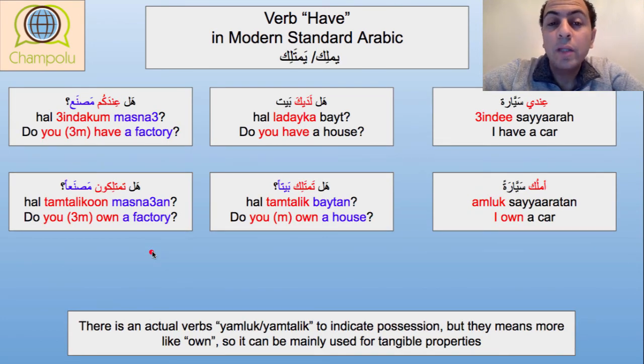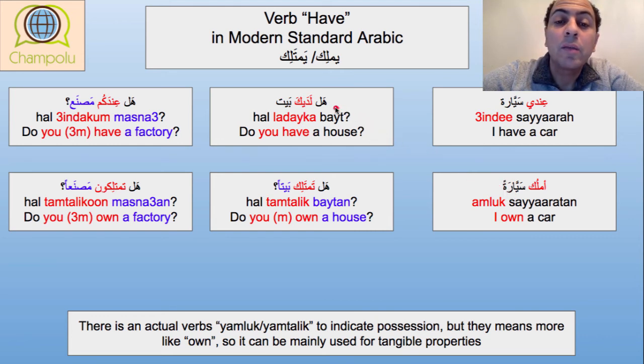In addition to عند and لدى, there is actually a verb called يملك or يمتلك, which is used only in the condition that we possess or own something. So for example, when we say عندي سيارة, meaning that I own a car, I can either say عندي سيارة, I have a car. Or I can say أملك سيارة, I own a car.